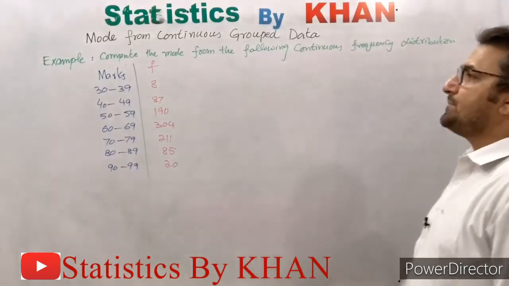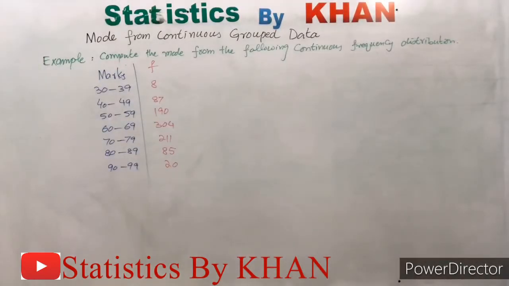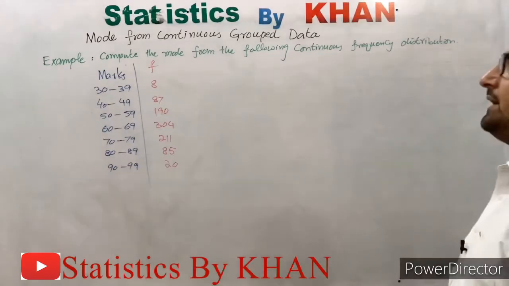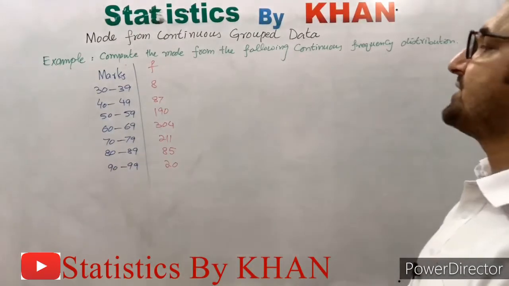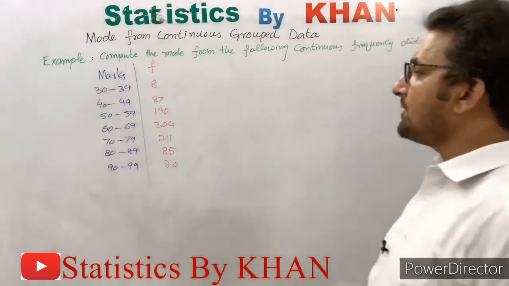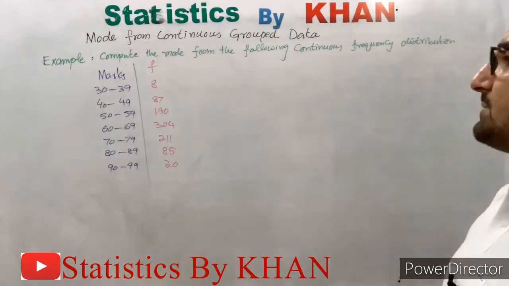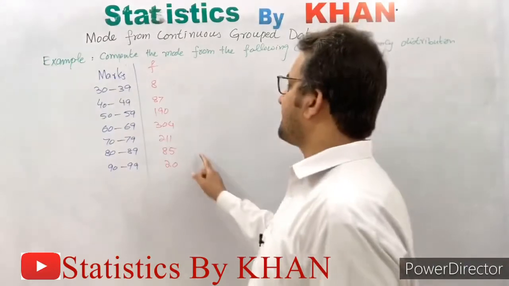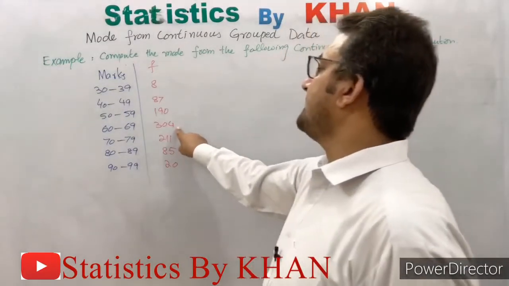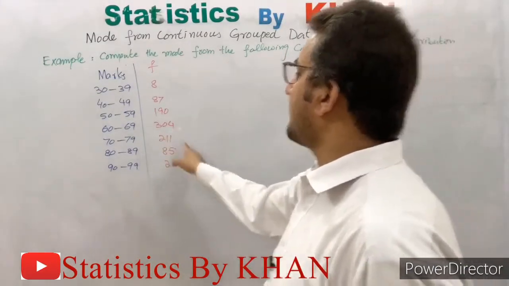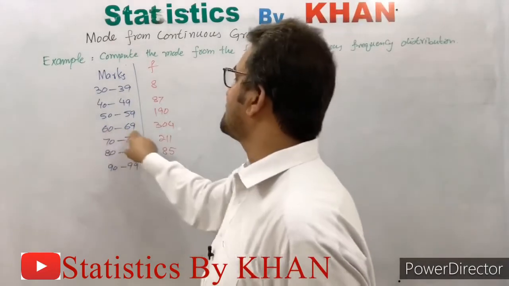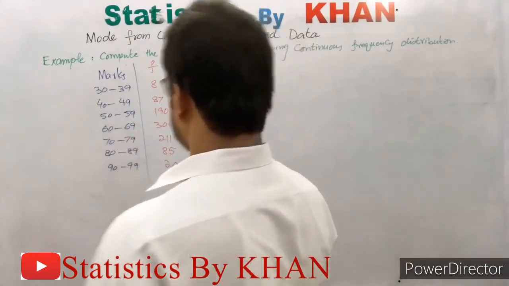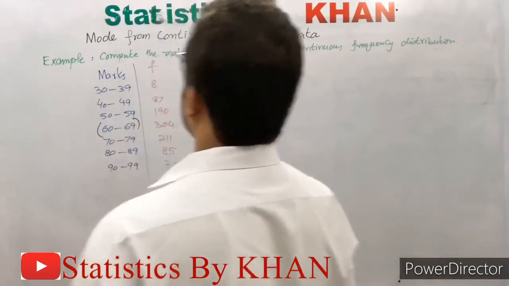So in computing the mode from the continuous frequency distribution, the first step is to find the model class. And as I have told you before the start of this example, a model class is a class against the maximum frequency. So these are the frequencies. The maximum frequency is 304 and the class against this frequency is 60 to 69. So this is the model class. This 60 to 69 is the model class.